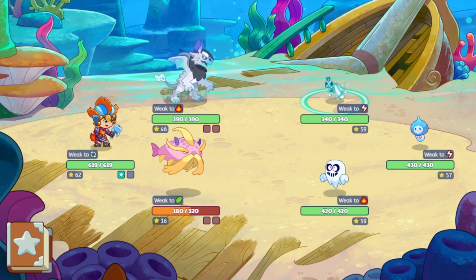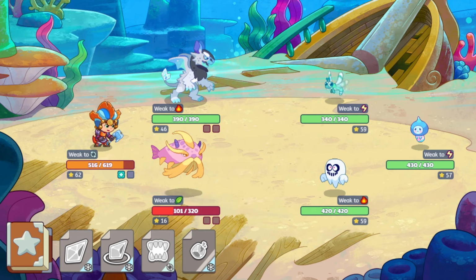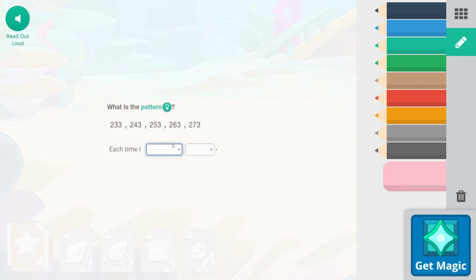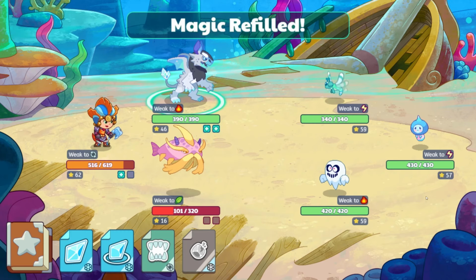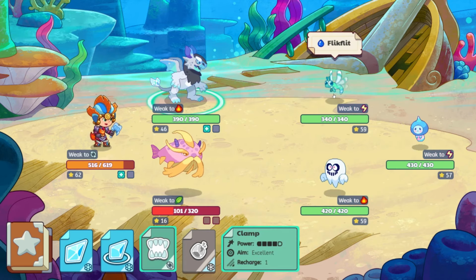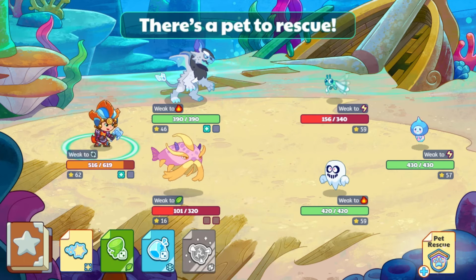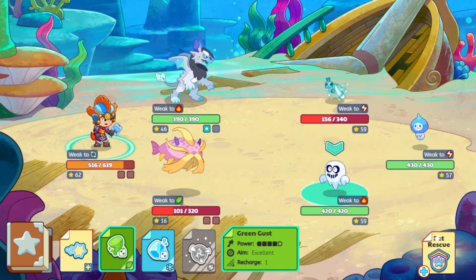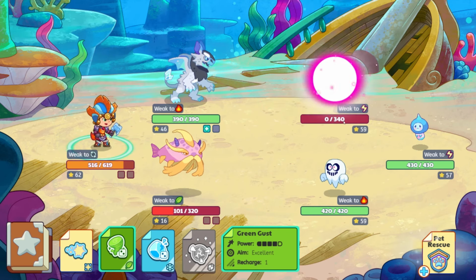All right. And another hit. Okay, so each time we're going up by 10, you add 10. And that's what we're doing with that pattern. So let's see what we can do here. I think what we're going to do is we're going to clamp down on this flick foot, and then that should allow whoever lands on the flick foot to go ahead and finish it up. All right, there we go. Nice. That worked out well.